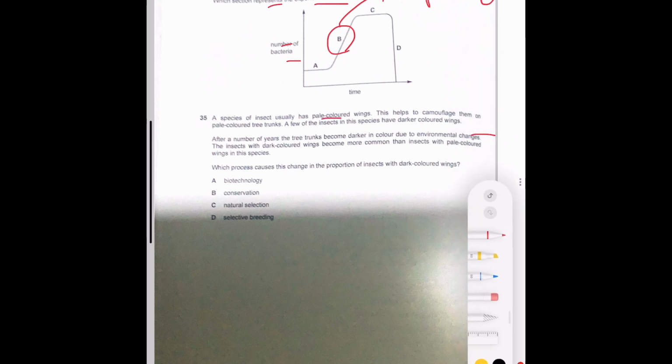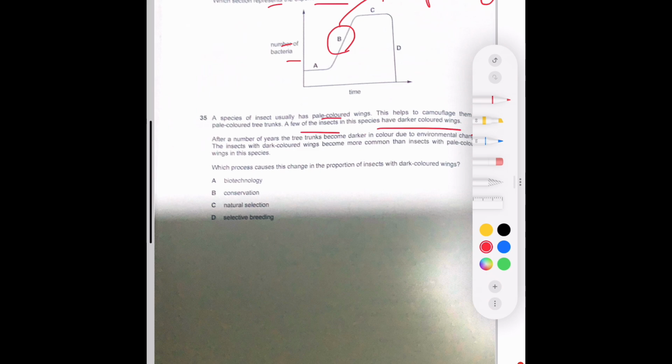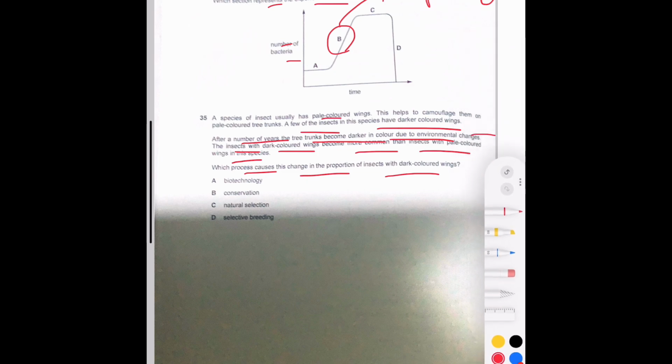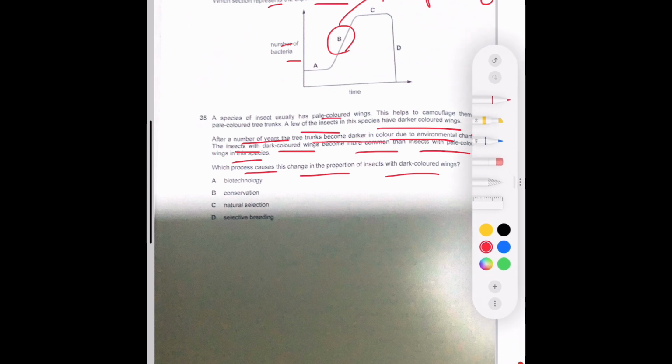35. A species of insects usually have pale colored wings. This helps to camouflage them on the tree trunks. A few of the insects in the species have darker wings. After a number of years, the tree trunks have become darker due to environmental changes. Which process caused the change in proportion of insects with dark colored wings? Well, we know that some of them are pale, some of them are dark, but then a year later, the dark wings are more common than the pale ones. This is due to natural selection.